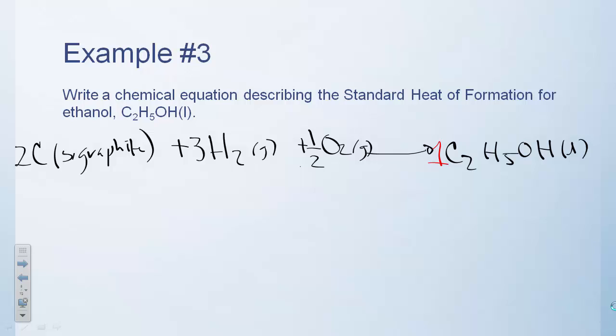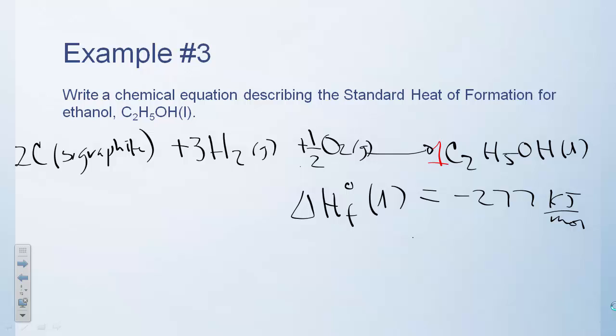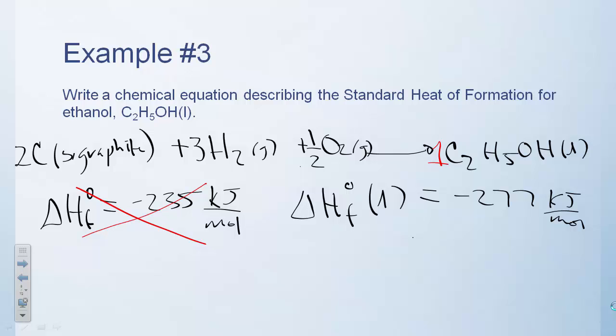Okay, the reason I wanted to do this example is to show you delta HF for the liquid form of ethanol is equal to minus 277 kilojoules per mole. All right, but if you were to look up the delta HF for the gas, for gaseous ethanol, you would find that it's minus 235 kilojoules per mole. So you have to make sure that you get the right one. You have to make sure that you grab the right compound that you're talking about and pay attention to the state that you're asked to find.